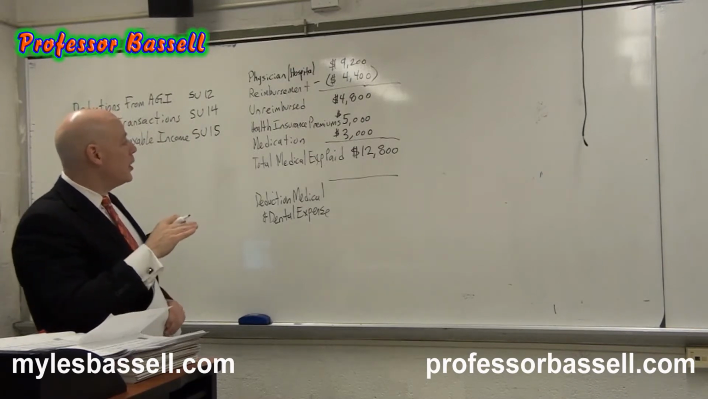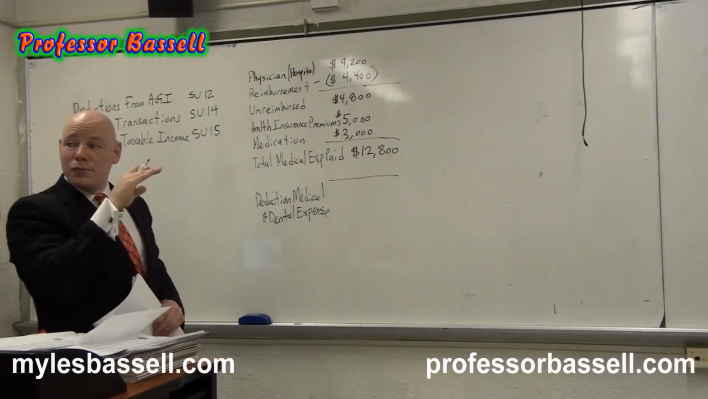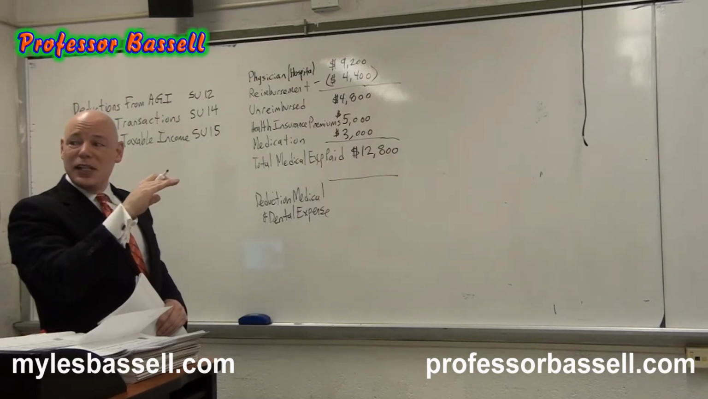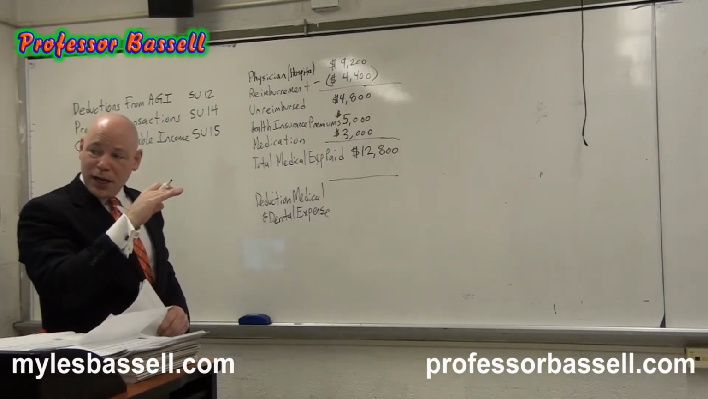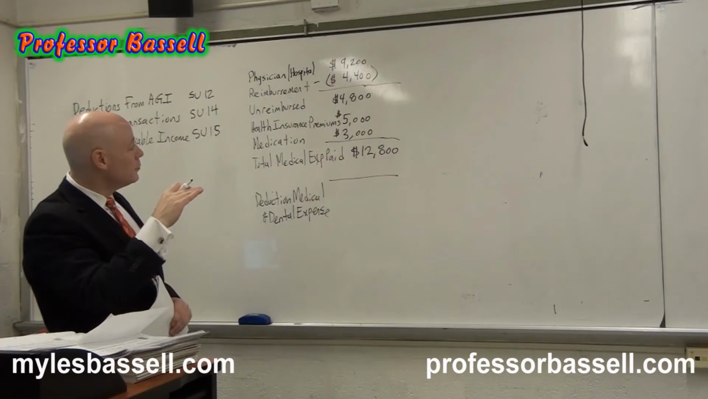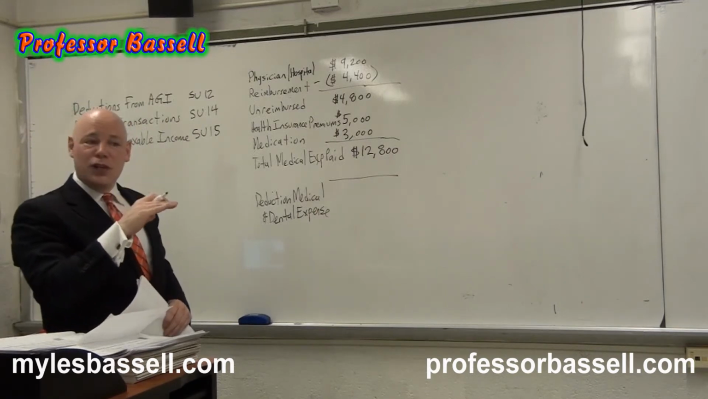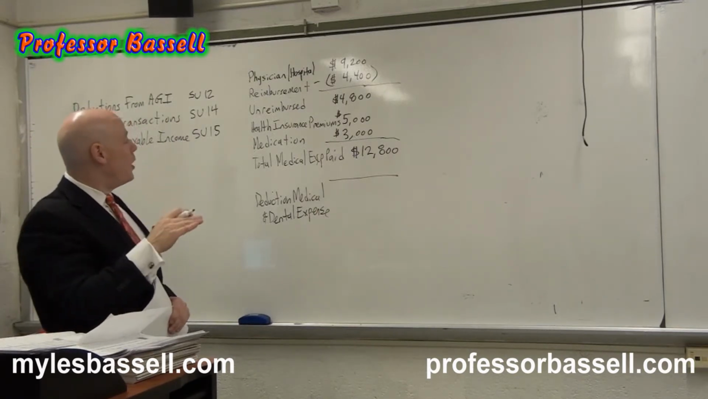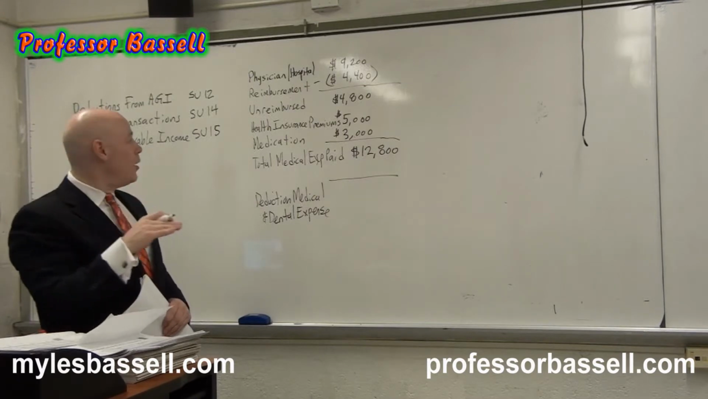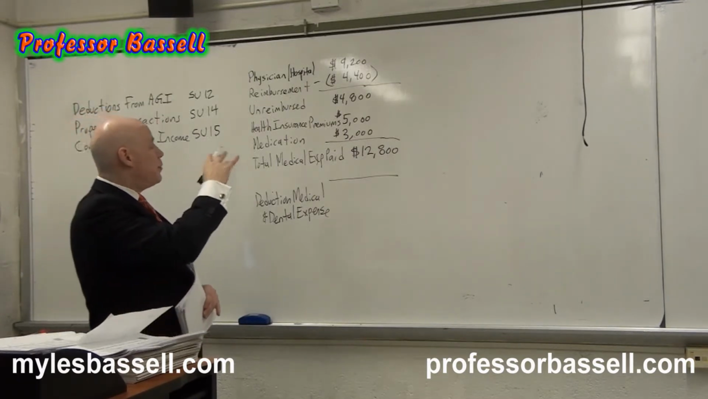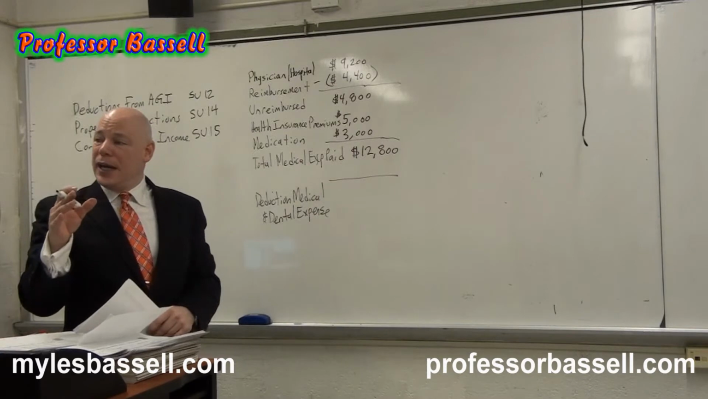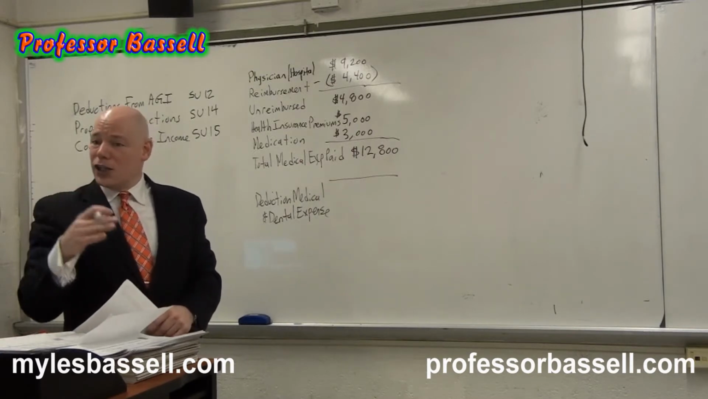So their total medical expenses were $17,600. Is that right? $17,600. And the insurance company reimbursed them $4,800. And these expenses specifically we identified as being qualifying medical expenses.